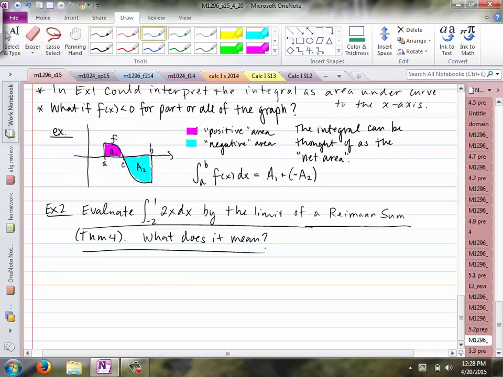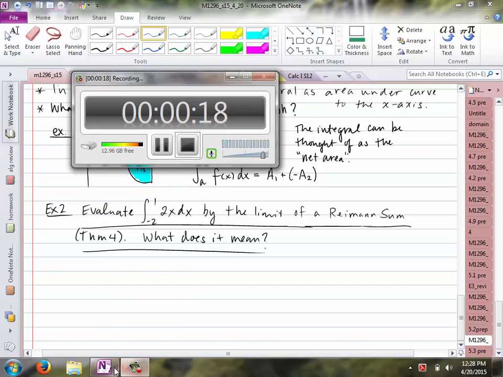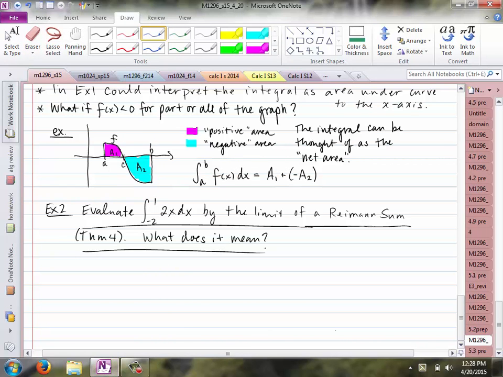Okay, so example 2, evaluate the integral from -2 to 1 of 2x by the limit of the Riemann sum, aka you have to do this by theorem 4. And then we have this follow-up question, what does it mean? So we're going to start out with that definition, or it's not really a definition, the theorem is how it's listed, theorem 4. So I'm just going to write that out.